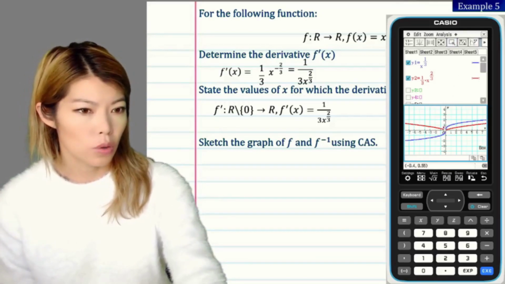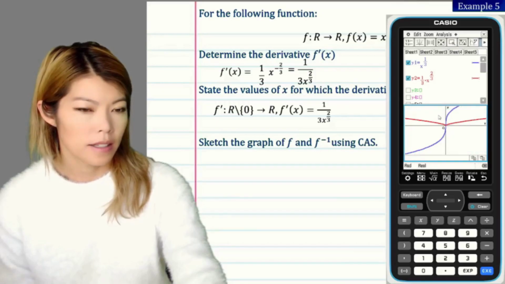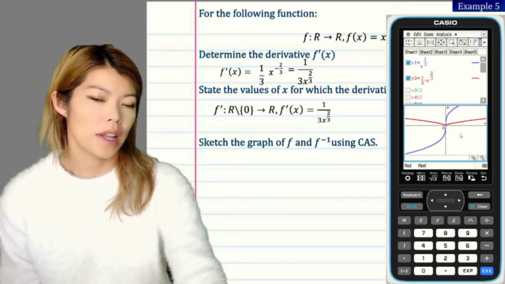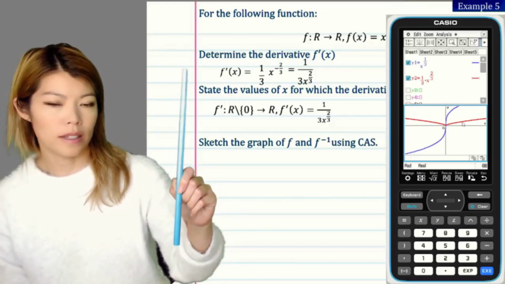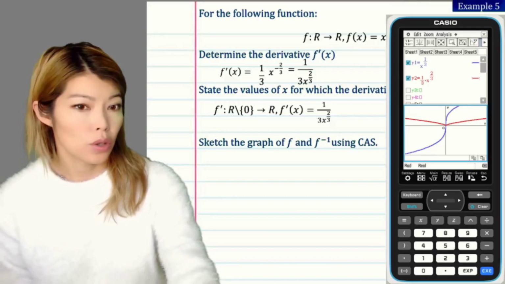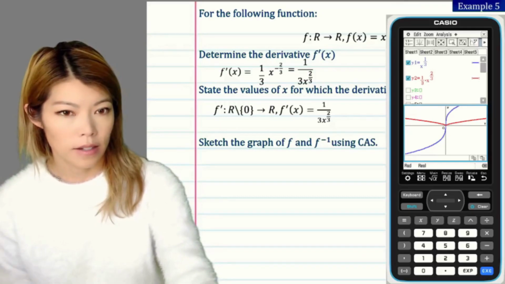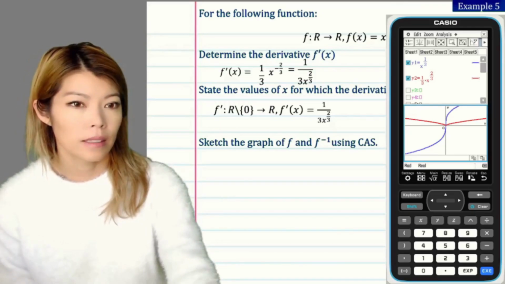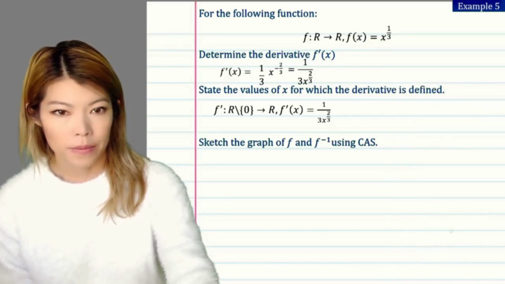I wonder if we can zoom in. So the shape is a little bit more prominent there. You can see that at that point it's undefined. So don't copy that. Make sure you do a little white circle at 0. And turn the CAS off.